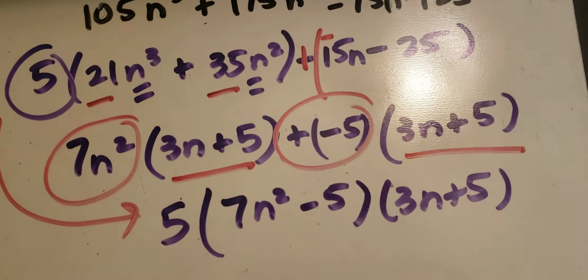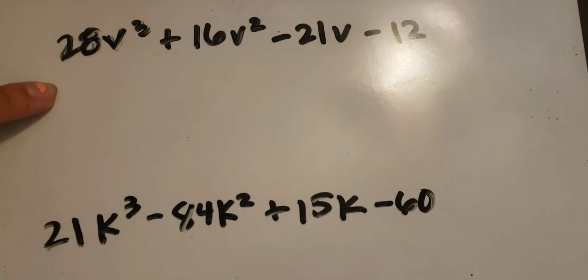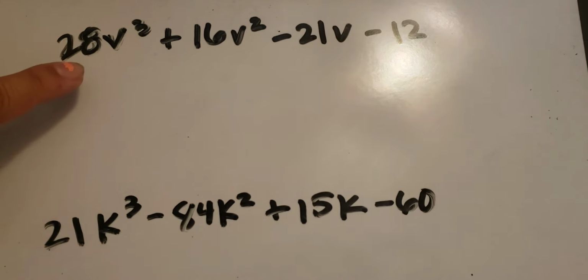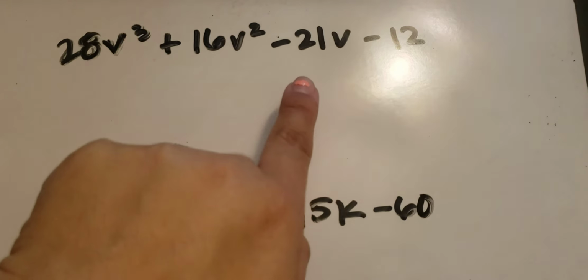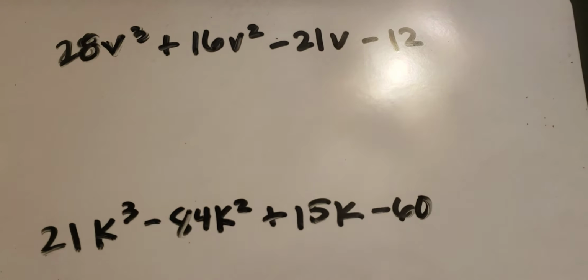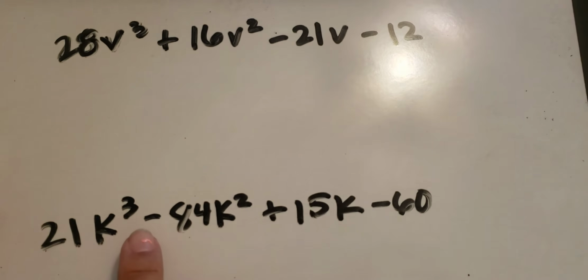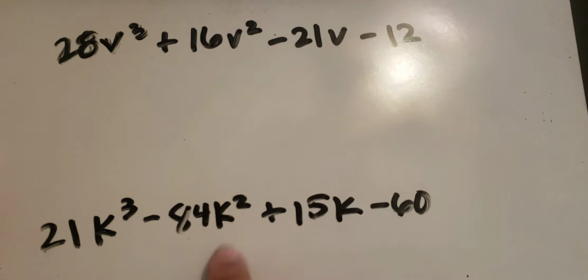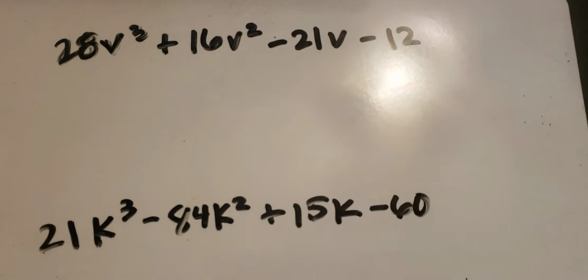All right, so let me give you a couple for you to try on your own now. The first problem that I would like for you to try is 28v cubed plus 16v squared minus 21v minus 12. And the second one is 21k cubed minus 84k squared plus 15k minus 60, sorry. Copy them down, pause the video, and then come back for the solutions, okay?